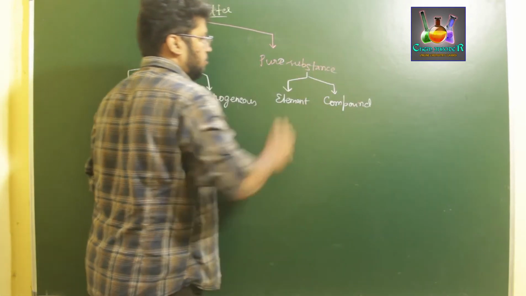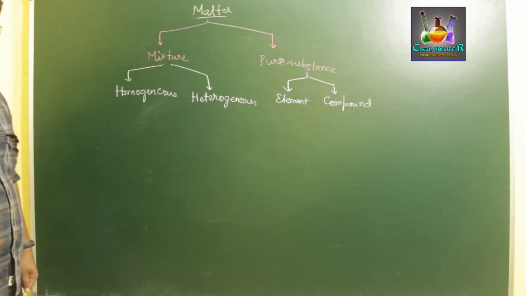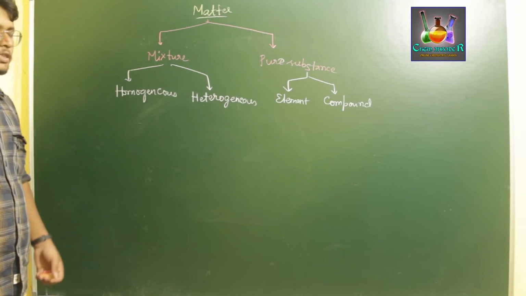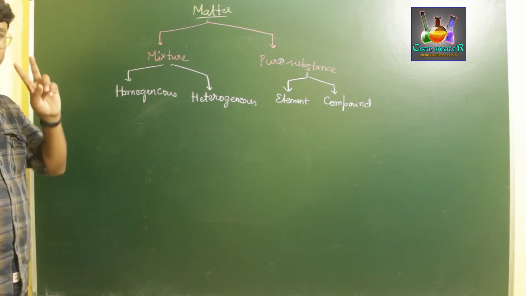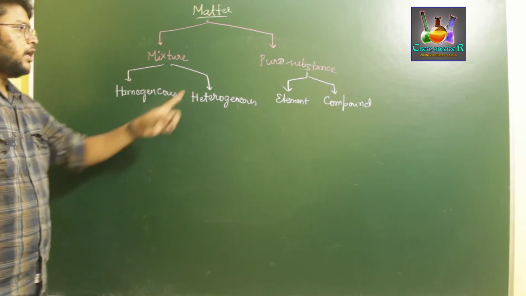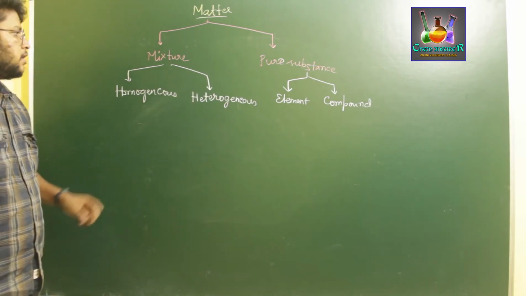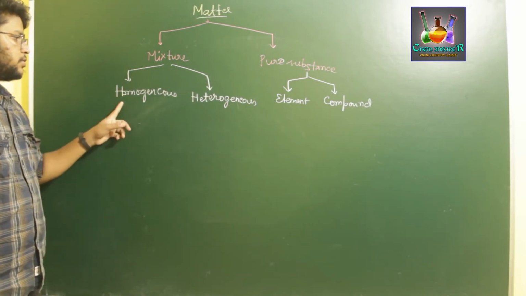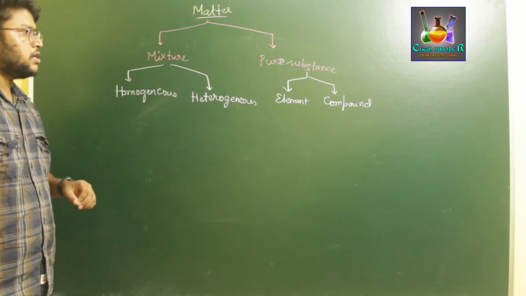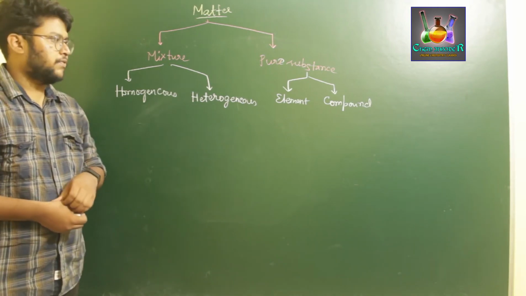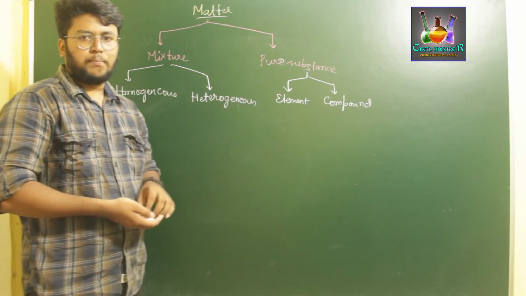Okay, so this is about the classification of matter at the macroscopic level or in bulk. Matter can be classified into two: one is a mixture and the other one is a pure substance. Further, mixtures are classified into homogeneous mixtures and heterogeneous mixtures, whereas the pure substances are classified into elements or compounds.